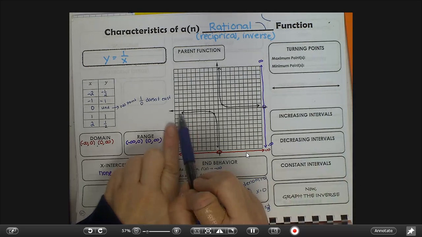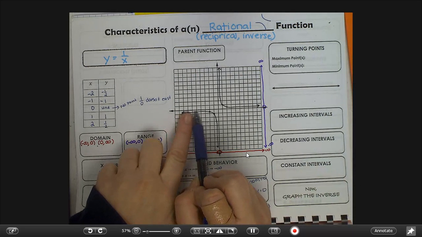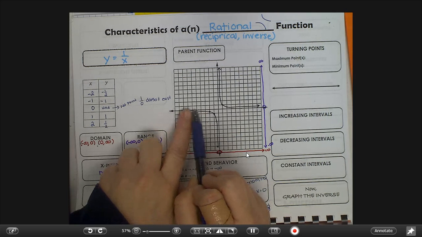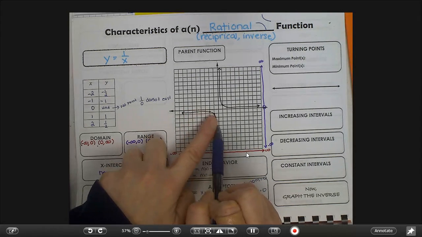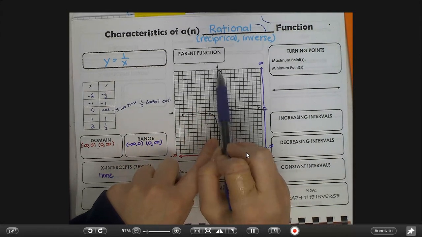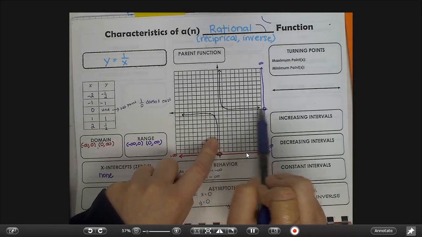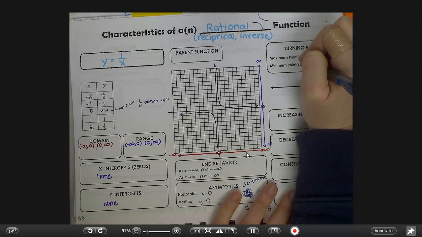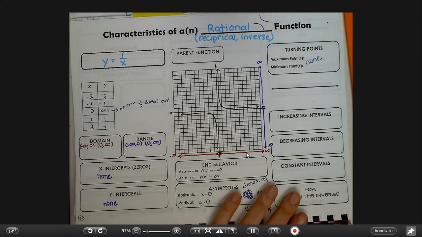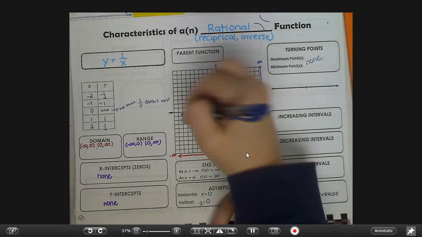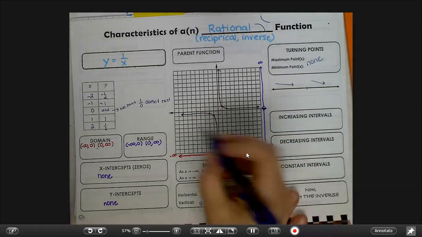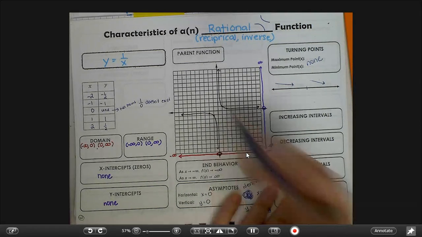All right, turning point. So as this one is coming over, it's getting smaller, this whole way, and then it keeps getting smaller. It's getting smaller, and it keeps getting smaller. So there is no maximum and no minimum. Next, this graph is getting smaller here, and then it kind of picks up and gets smaller again. So at no point is this really increasing.